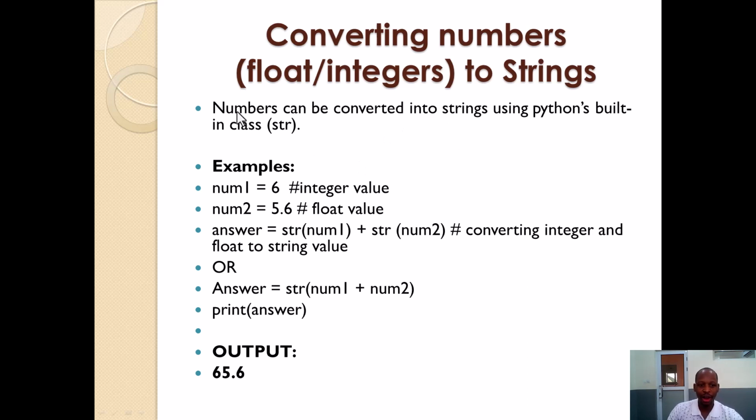Okay. Now, like I said earlier on, numbers can be converted into strings using Python's built-in class str. So just like we've attached int and float to the strings to get numbers, here we are going to attach str to get our string. So let's get back to our code editor.